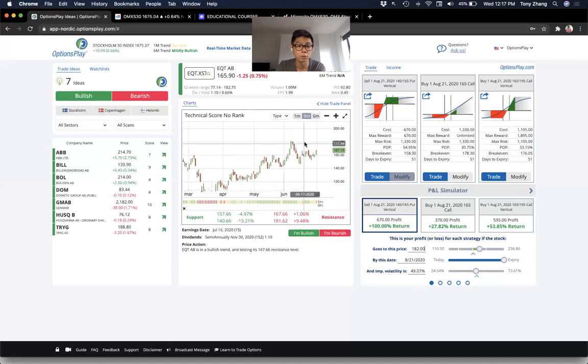So if you think that it's going to revisit back to its all-time highs, the credit spread and the debit spread, relatively similar, not a big difference between the two. So the question really is, do you believe in this company fundamentally? Do you believe in this stock long term, that you do think that it's going to make a new all-time high? If you think it can make a new all-time high and push into the 190s, now the debit spread really makes a lot more sense.